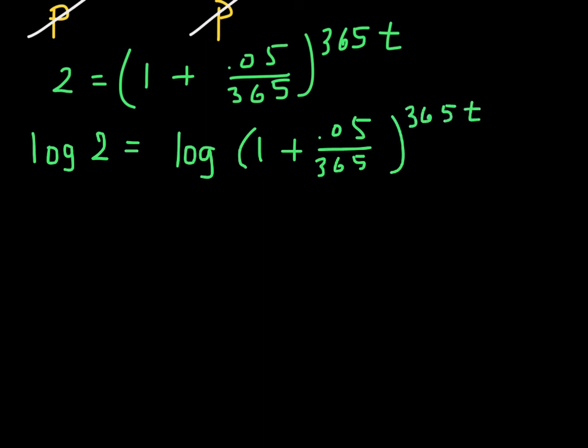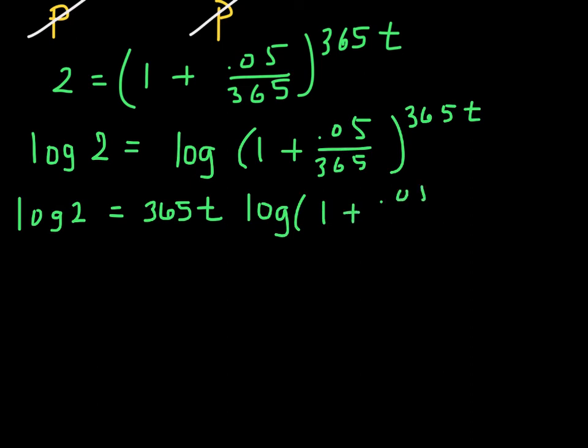Because you've taken the log of both sides, the power rule for logarithms says that your exponent, which is 365t, can come down here. And then you have log of 1 plus 0.05 divided by 365. I'm trying to save my calculator for the very end. Now watch this, you guys. You're trying to solve for t, right? Your variable is right there. So why don't you divide both sides by 365 and also all of this to get rid of t?